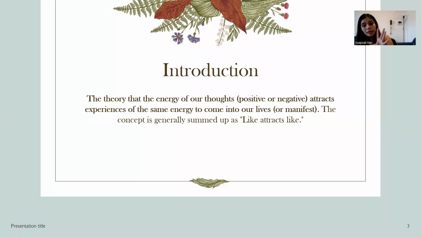Going back to what is the law of attraction. Okay, let's just talk about what the law of attraction is. The law of attraction states that our universe is made up of pure energy. Not good, not bad, not evil, nothing. It is just pure energy. And we are able to change that energy.